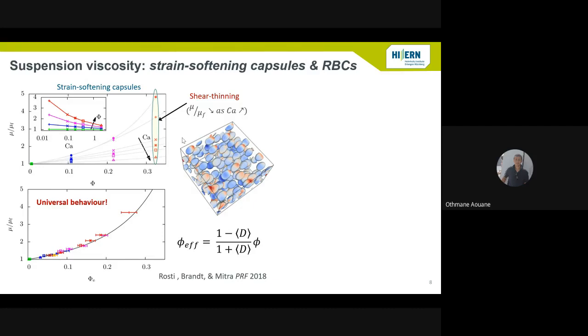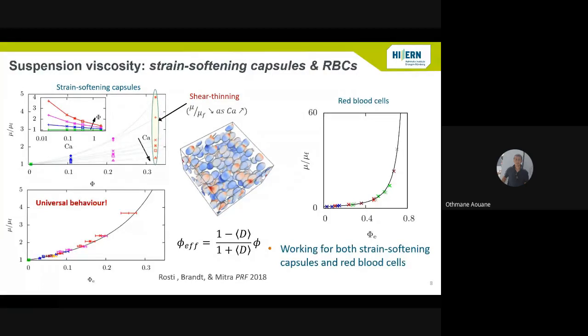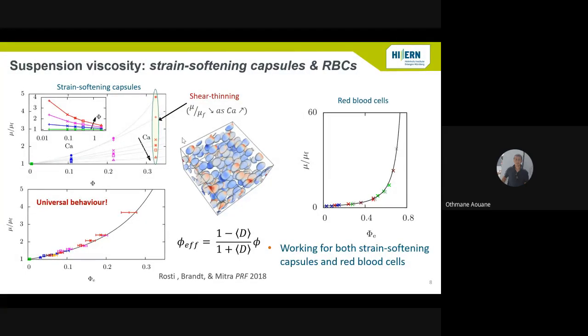And in addition to this, they proposed an effective volume fraction by including the mean deformation of the capsules, and found out that you can obtain a universal behavior or a collapse of the viscosity on a single curve that is an Eilers curve. And they also used the same logic for other types of data. So in this case, red blood cells, and they also found out that this effective rescaling, with effective viscosity, leads to a collapse of the data on an Eilers fit.